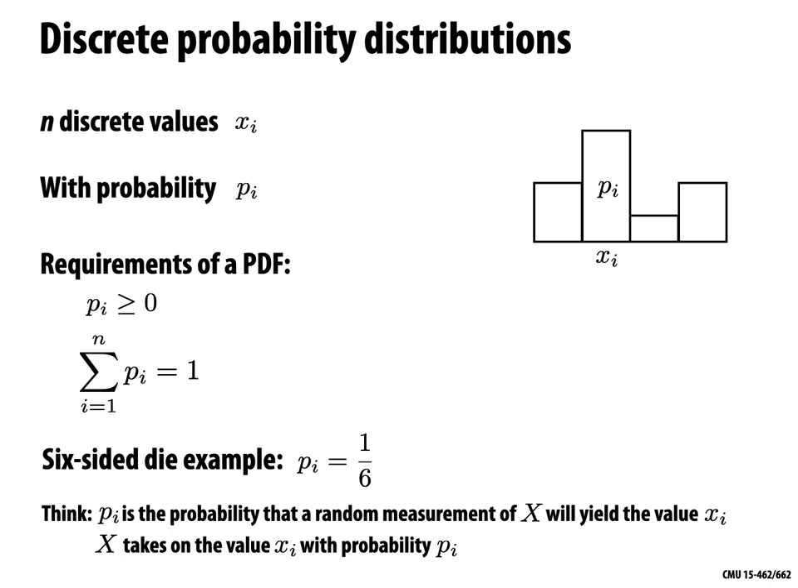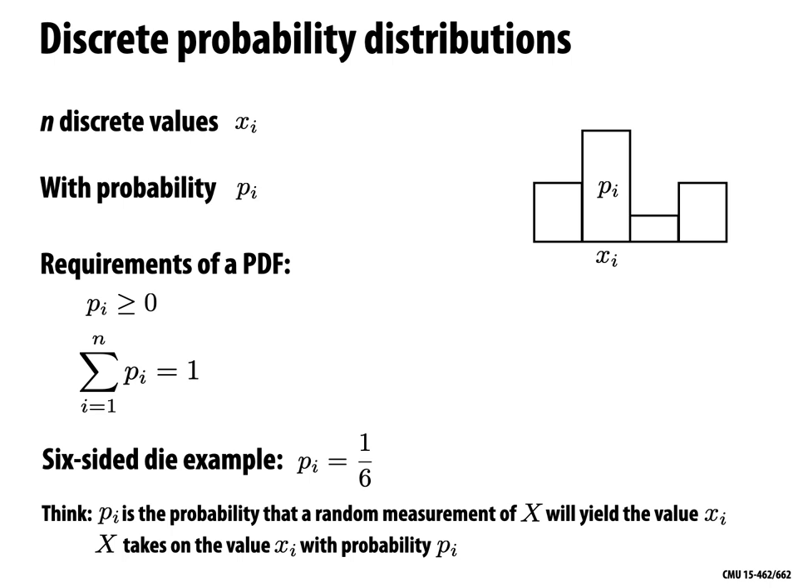Did this work out in our example with the die? Sure. All of the probabilities are just 1 over 6. There are 6 different possibilities. So 6 times 1 sixth is 1. All of those individual probabilities are greater than 0. Okay?